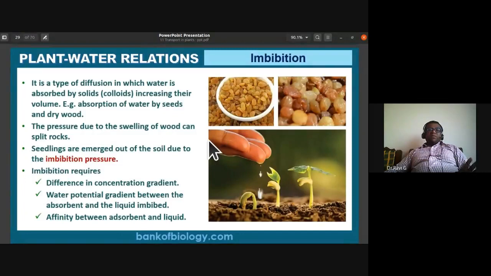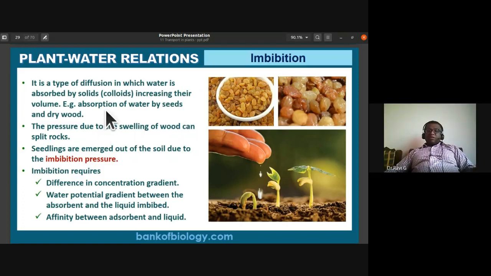Then the next concept that we have to discuss is imbibition. It is a type of diffusion in which water is absorbed by solid hydrophilic colloids, increasing their volume. Initially it would be adsorption of water followed by absorption of water, which they have not mentioned here. So imbibition is a type of diffusion in which water is adsorbed by solid hydrophilic colloidal substances, increasing their volume. The absorption of water by seeds and dry wood we call imbibition.